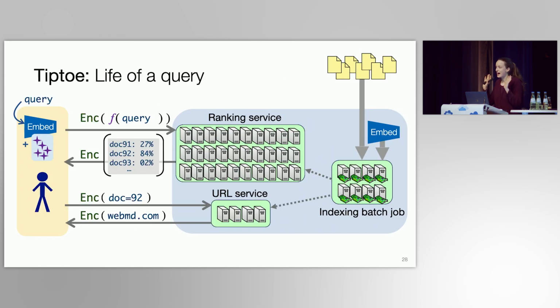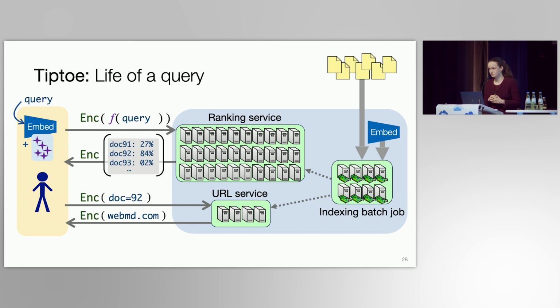Okay, so that was a high-level overview of ranking in Tiptoe. Now let's quickly look at Tiptoe's architecture again. What these indexing batch jobs are going to do is read in every document in the corpus, compute its embedding, cluster these embeddings, build the search index matrix, and pre-process the cryptographic operations on this matrix.